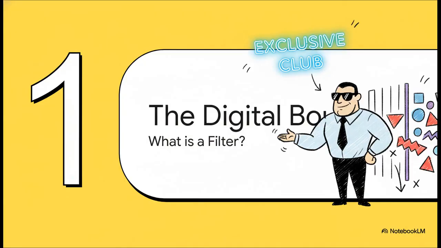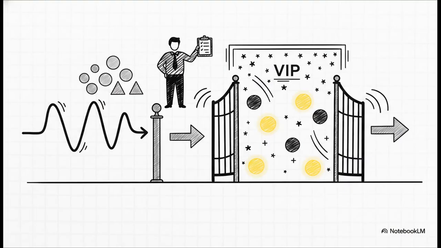So, to really get what's going on, let's start with the absolute basics. What exactly is a digital filter? I like to think of it as a really picky bouncer at an exclusive nightclub, but for data. At its heart, a digital filter is just a process that takes a signal, say audio or image data, and gets rid of the parts you don't want.